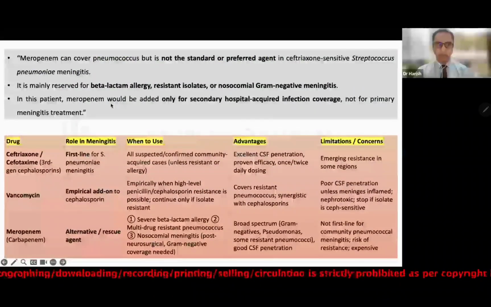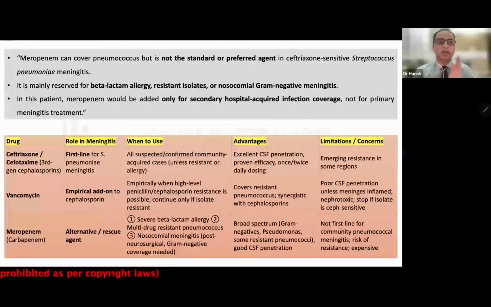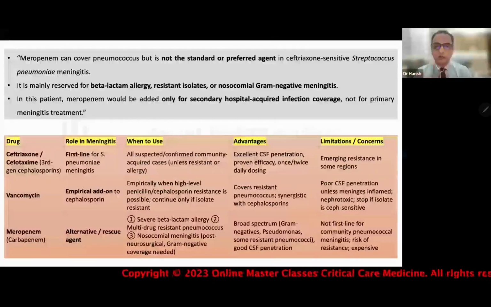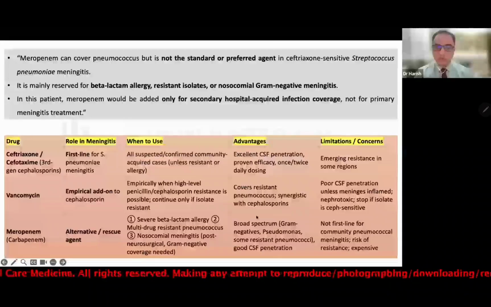The answer is, remember, meropenem can cover pneumococcus, but it is not a standard or preferred agent in ceftriaxone-sensitive strep pneumonia. It is mainly reserved for beta-lactam allergy, a resistant isolate or nosocomial gram-negative meningitis. In this patient, meropenem would be added only for secondary hospital-acquired infection coverage, not primarily for treating the meningitis. So better to continue ceftriaxone and keep meropenem particularly for coverage of other nosocomial organisms. Again, this is about meropenem, vancomycin and ceftriaxone. What we discussed is everything in this table, you can just go through this table.